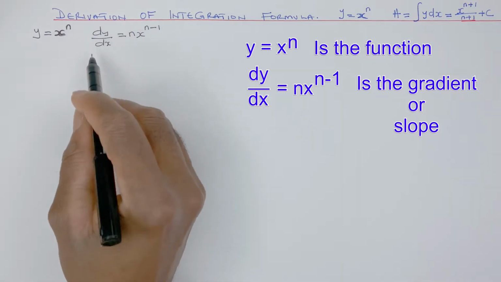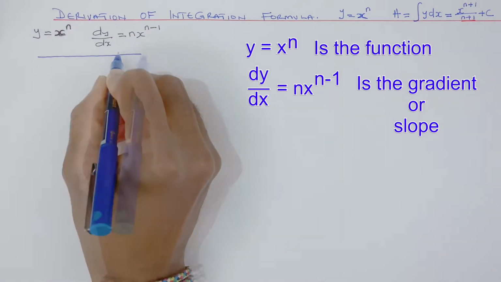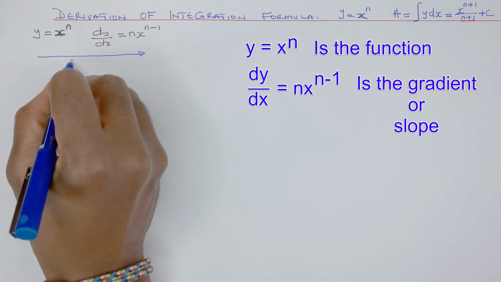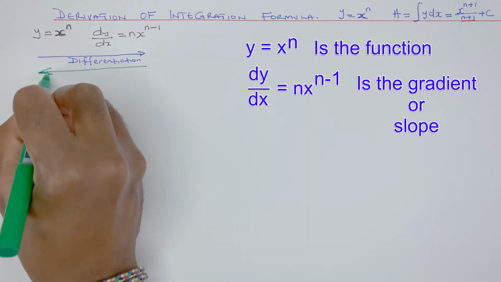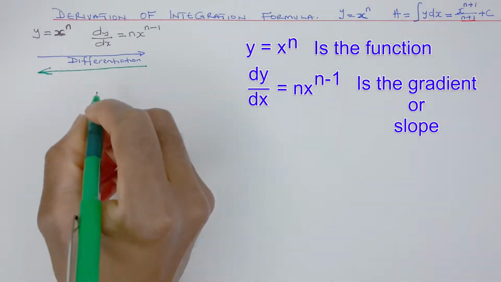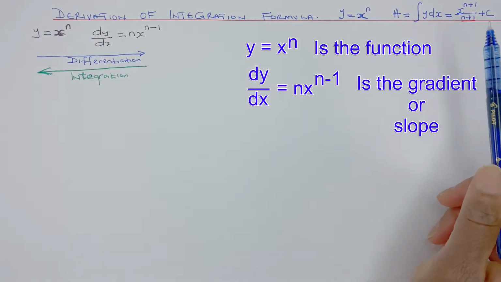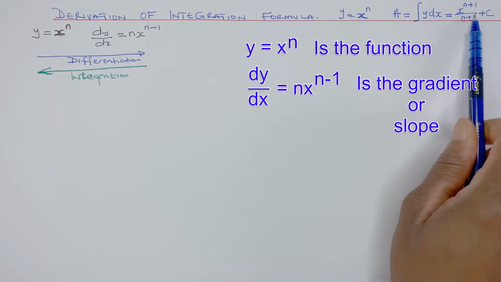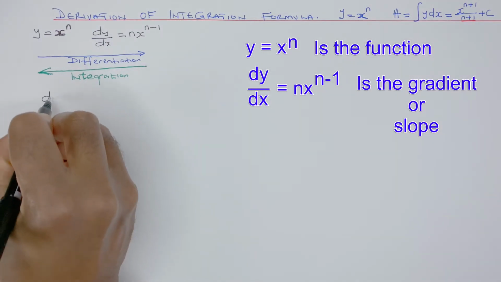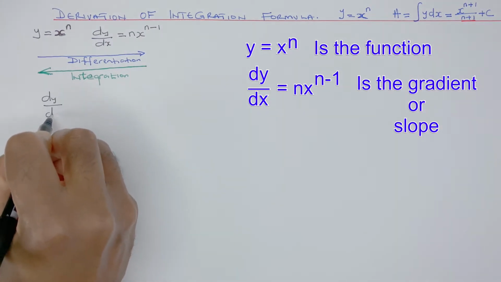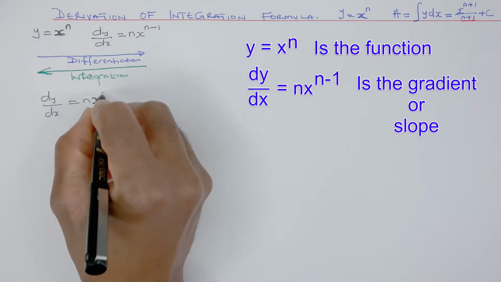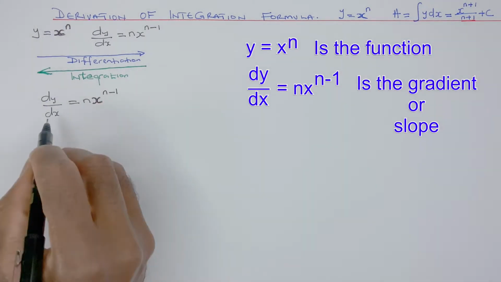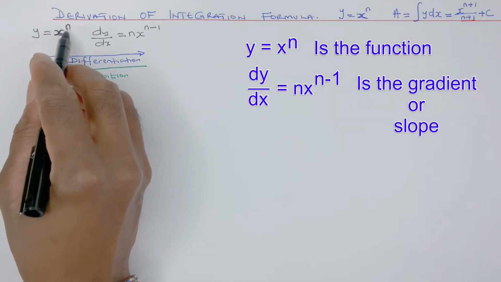Now, we can go back from differentiation and get back the function. To do that, we have to integrate. The forward process is differentiation, and that's the derivative. This is a function. The backward process is integration. We're going to derive the formula for integration, which is that. We know dy/dx equals n x to the power n minus 1. But y is x to the power n.